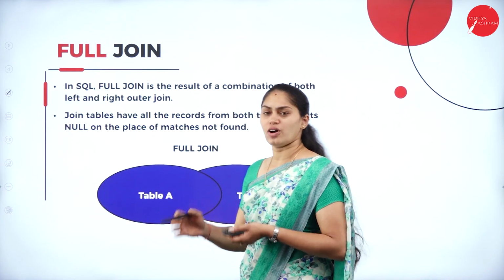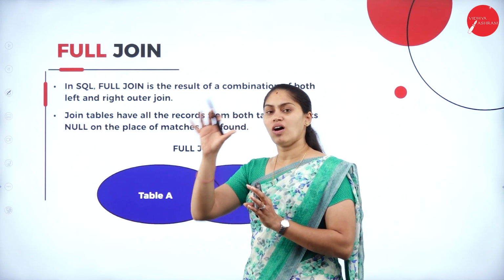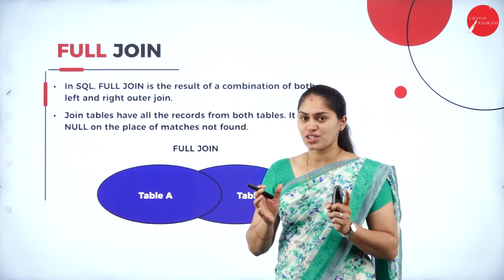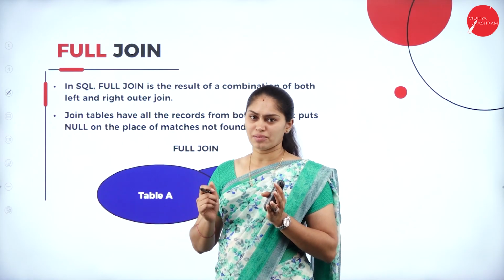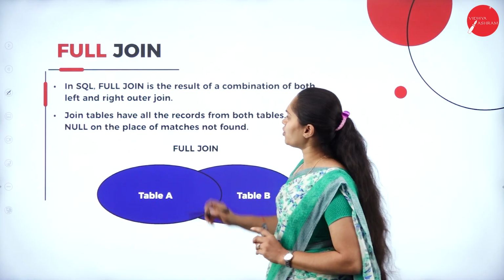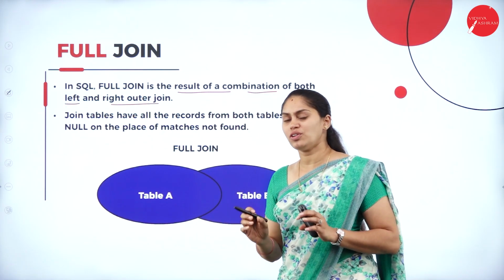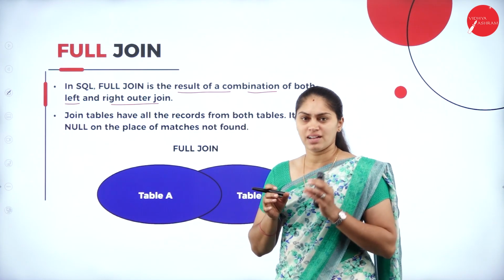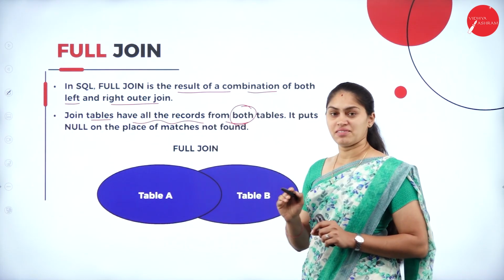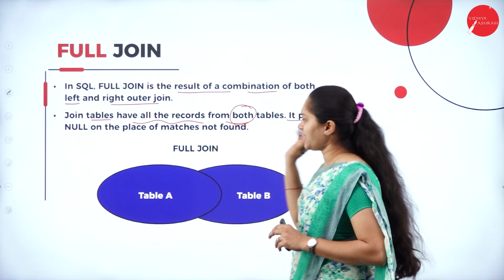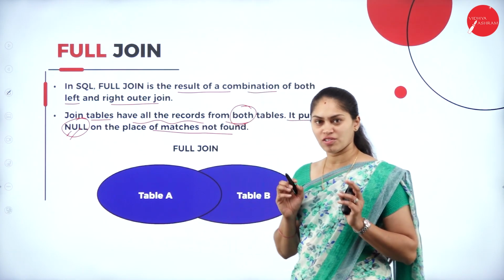Then what about this full join? So full join is what? Inner join gives only the matching content. Left join gives all the content of the left table along with the matching content of the right table. Right join gives all the content of the right table and matching content of the left table. Then what about full join? This will join the result or combination of both the left and right outer join. It will take the values from the left table as well as from the right table. So the joined table has all the records from both tables. It will take the tuples from both the tables, and if no match is found, then it will put null in the place where no match is found.